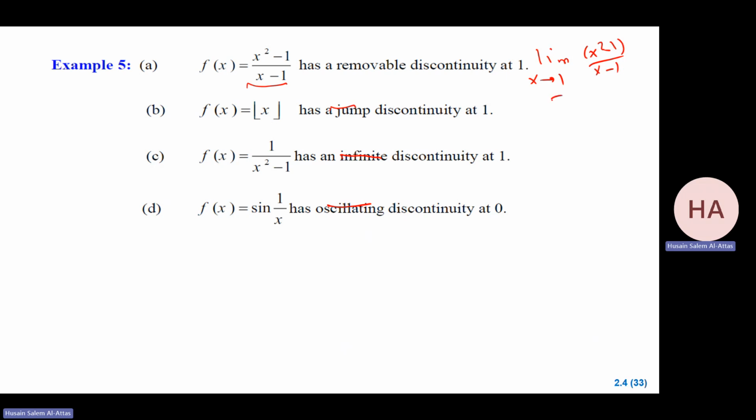That's the main point. The limit exists. Because you know this is x plus 1, this is 2, limit exists, so we call it what? Removable. Here, greatest integer of x, the limit does not exist. Limit as x goes to 1 for greatest integer of x does not exist. So we call it what? All of these three, they call them non-removable.